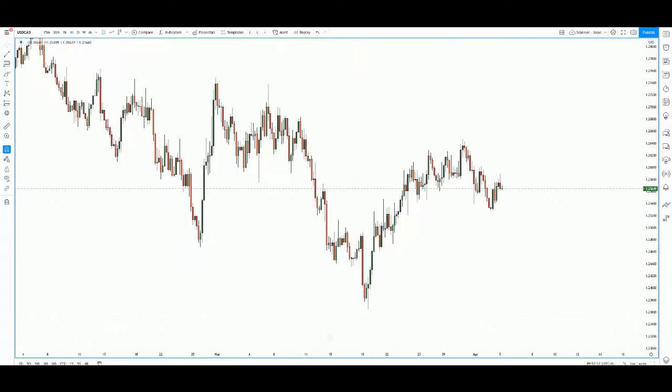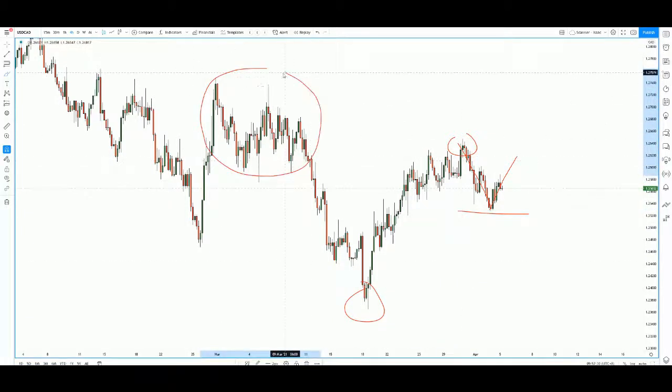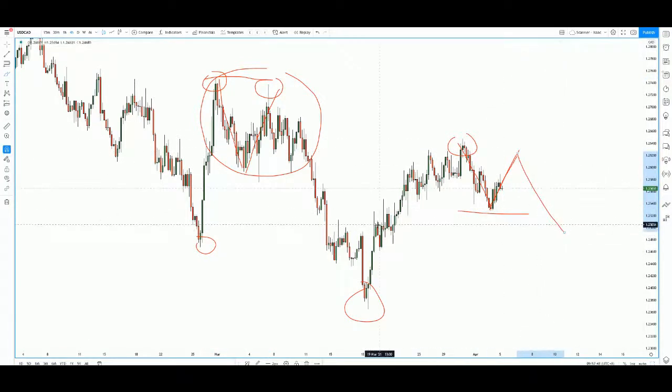On the 4 hours we see that price has made a low here and a high here, has made a pullback to this level, and we should expect price to do a small bounce. Possibly I'm looking at a repeat of this pattern in terms of technical analysis. Price made a low, made a high, pulled back, made a small bounce to come close to retest the previous high before going lower.